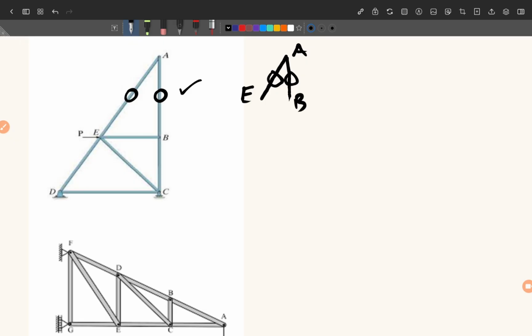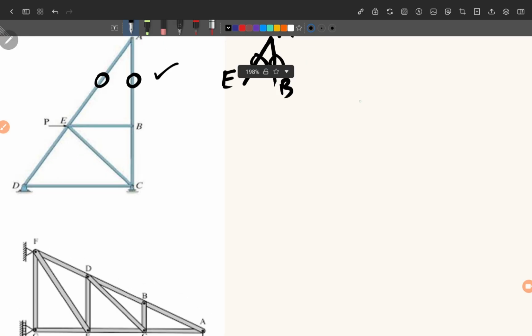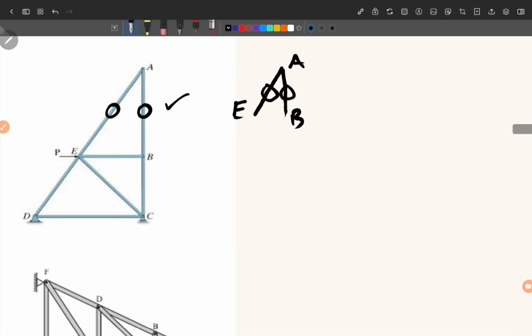Now we come to joint B. At B we have these two forces only, BC and BE. Then if you apply the first rule, we find that these are the only two forces, no support reaction, no external force, so BC will be 0, BE will be 0. So we find that BC and BE are equal to 0.